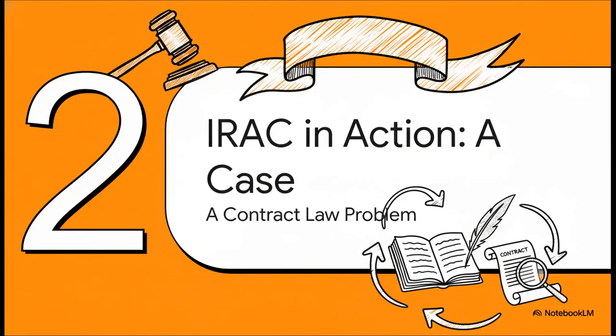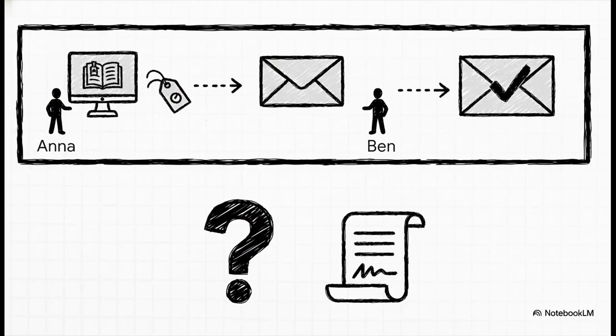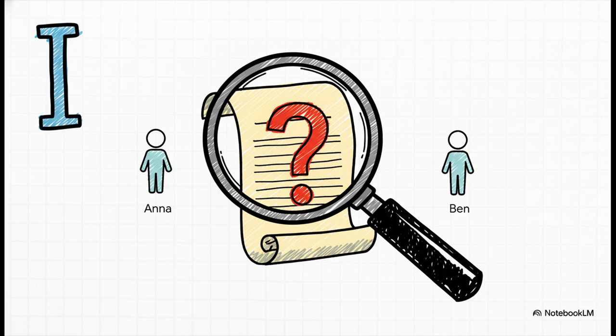Okay, that's the theory. But to really understand it, we need to see it work, right? So let's move on and see IRAC in action by applying the framework to a simple contract law problem. Here is our scenario. Anna posts an advert online that says, "For sale, law textbook, £50." Ben sees the ad and replies by email writing, "I'll take it for £40." Anna then emails him back with a single word, "Sold." Our legal question is, is there a valid contract here? Let's apply the framework step by step.